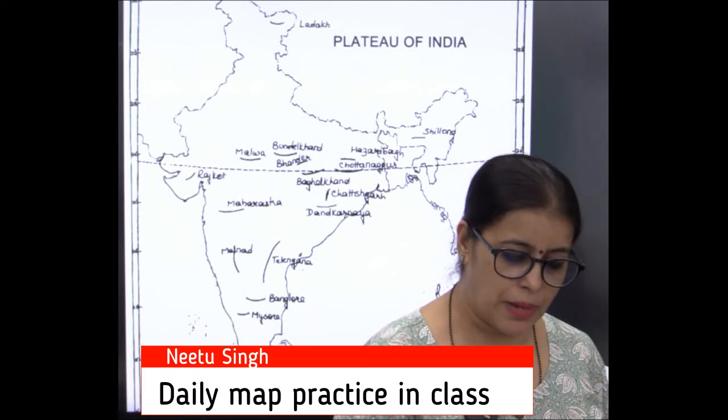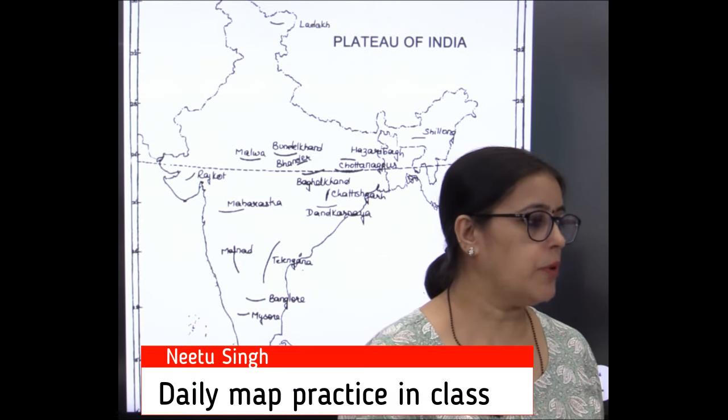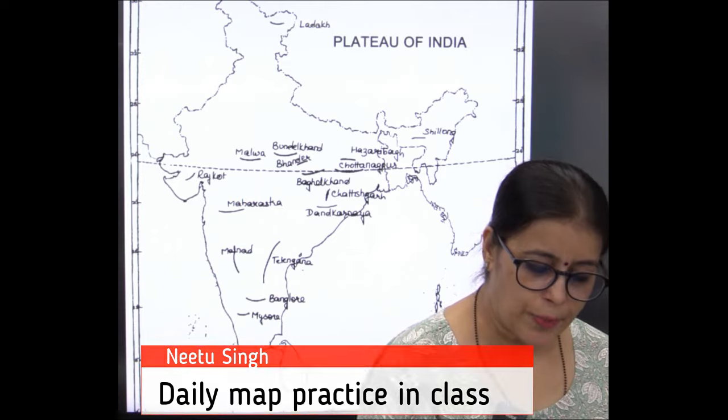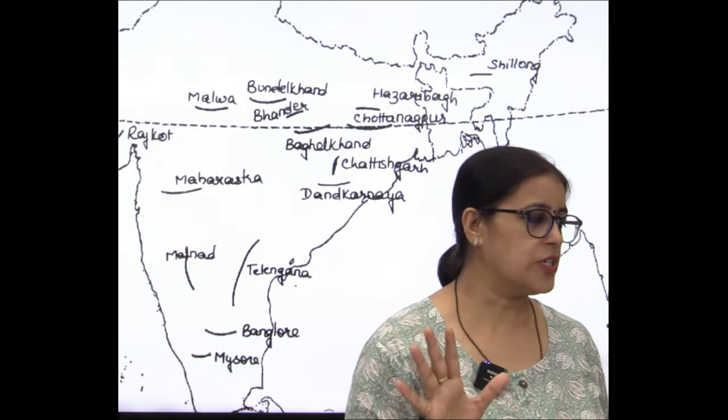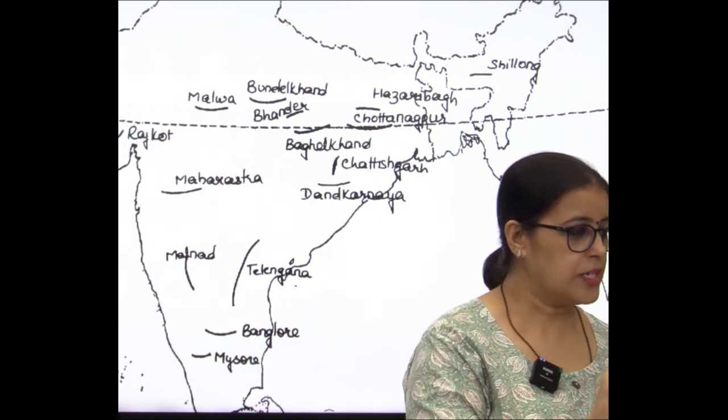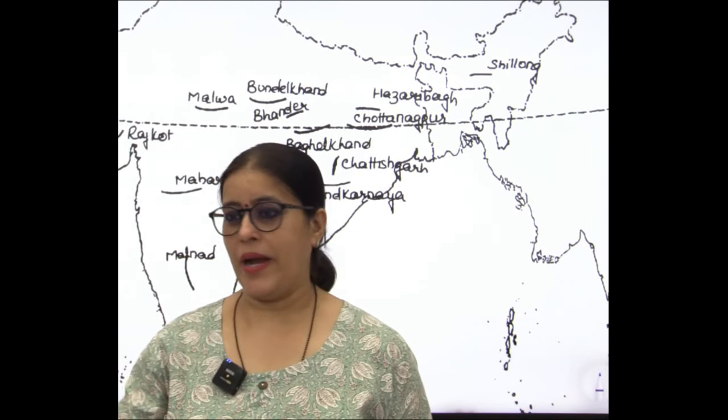So you will create the map and the name of the map will be Plateau of India. How do we map Plateau of India? Please see it here. You are not copying it down from here. Pause down all of you. First you are copying it. Listen to me very carefully. Map heading is Plateau of India.